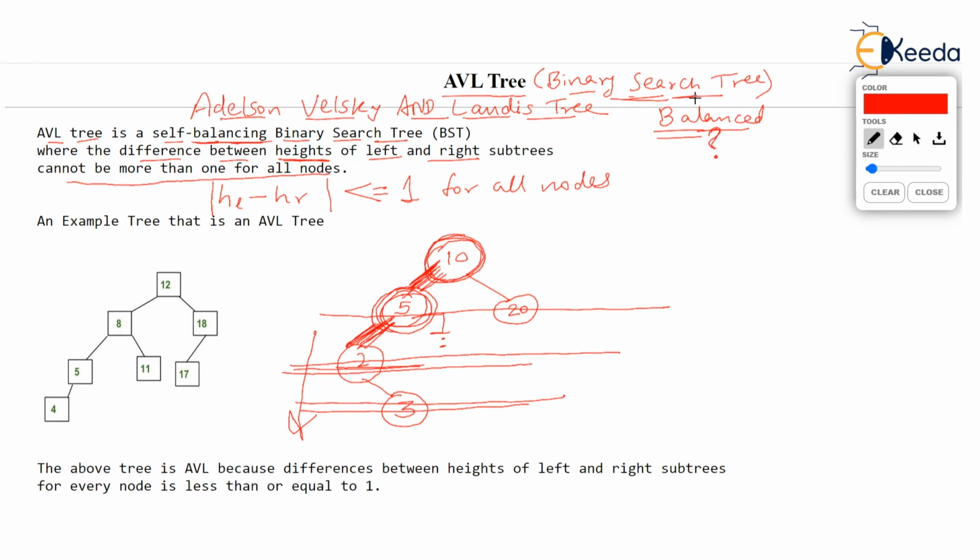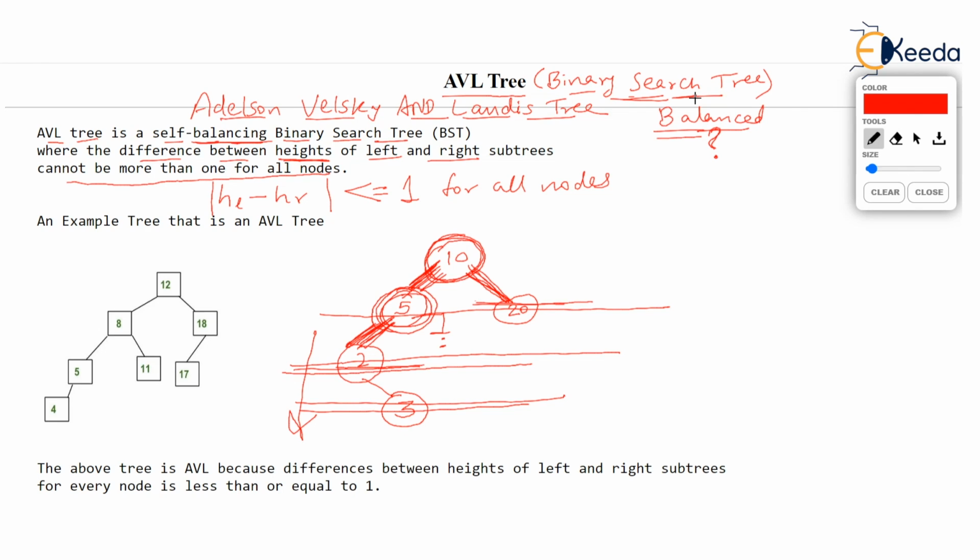What about the right height of 10? If you take the right path of 10, then you have only one level, where 20 is. So the right height of 10 is just 1.